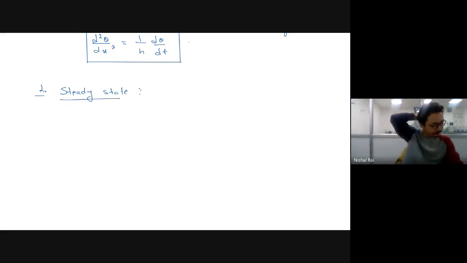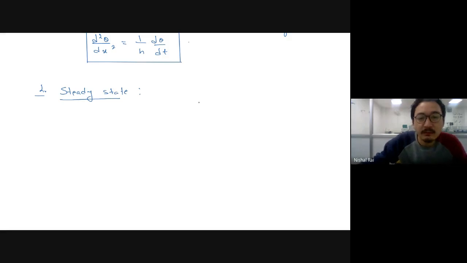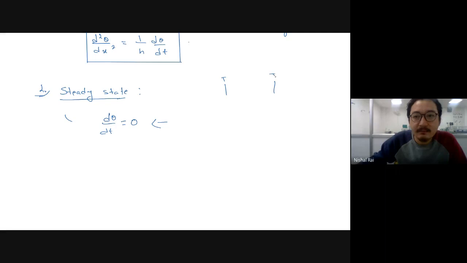Now the second case is steady state. Do you know about steady state? Once the system has reached this state, there will be no exchange of heat. Clear? Basically, what this means is your del theta by del t at a steady state will be 0, which basically means if the two sides of the bar are at the same temperature, then no heat will flow.